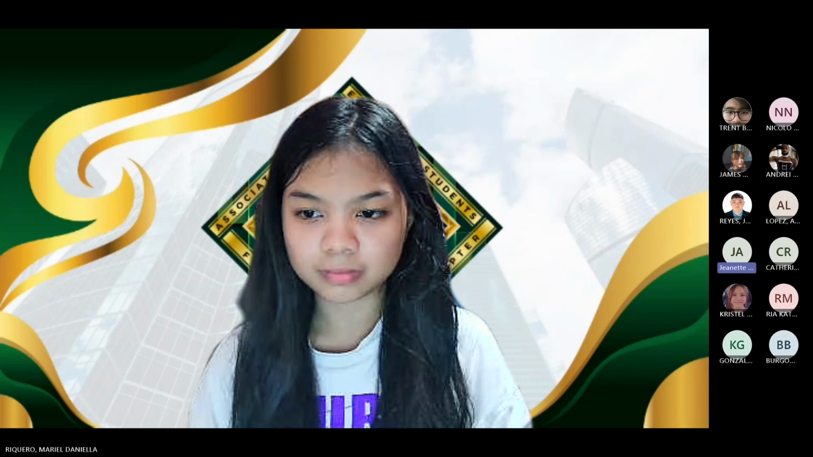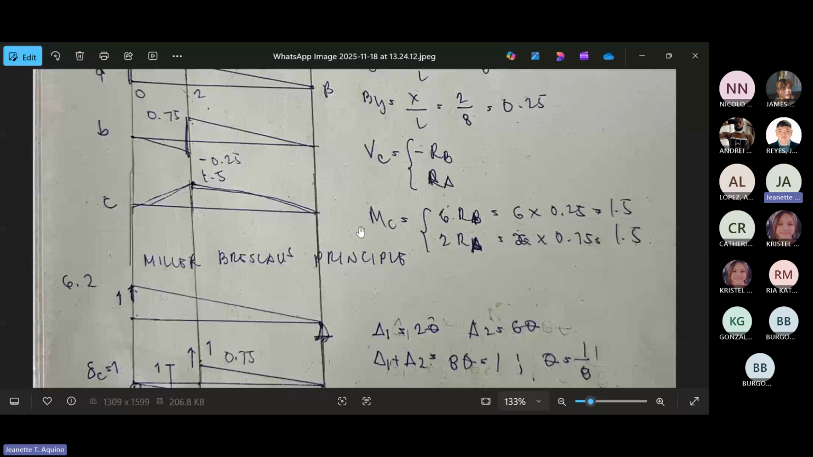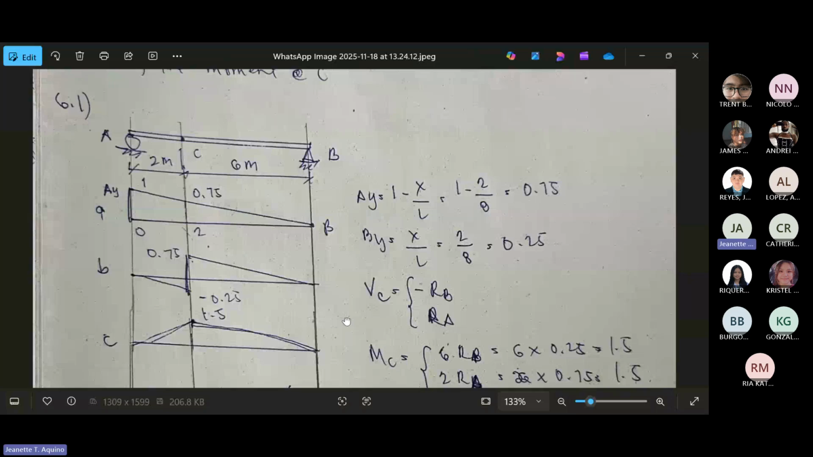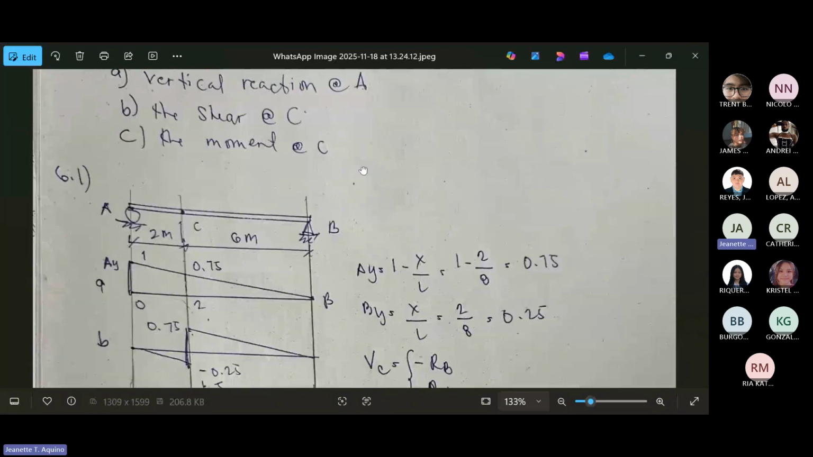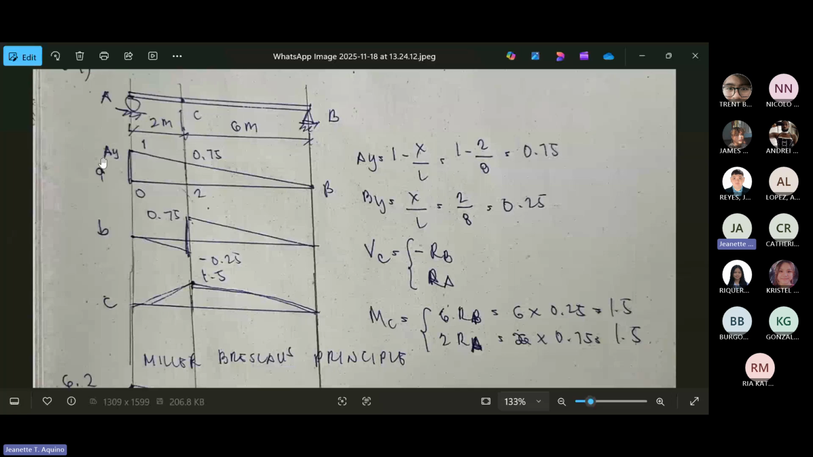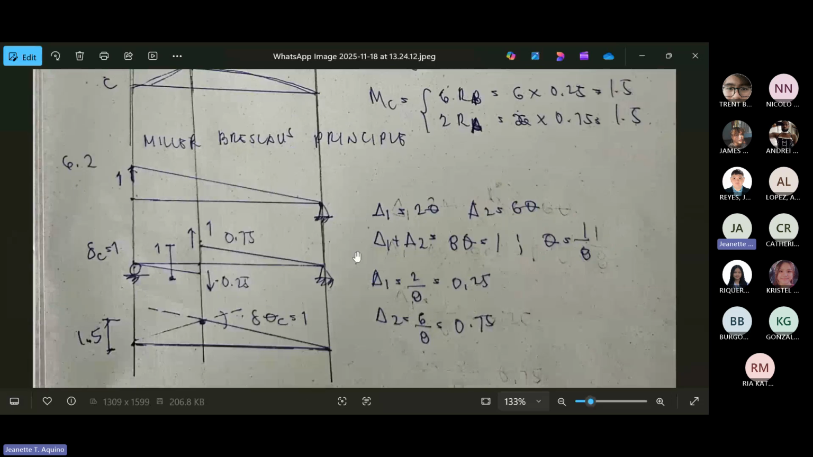Okay, this one. Here I have used two methods: the equation for the influence line, and then the Müller-Breslau principle. Just now what we have discussed.